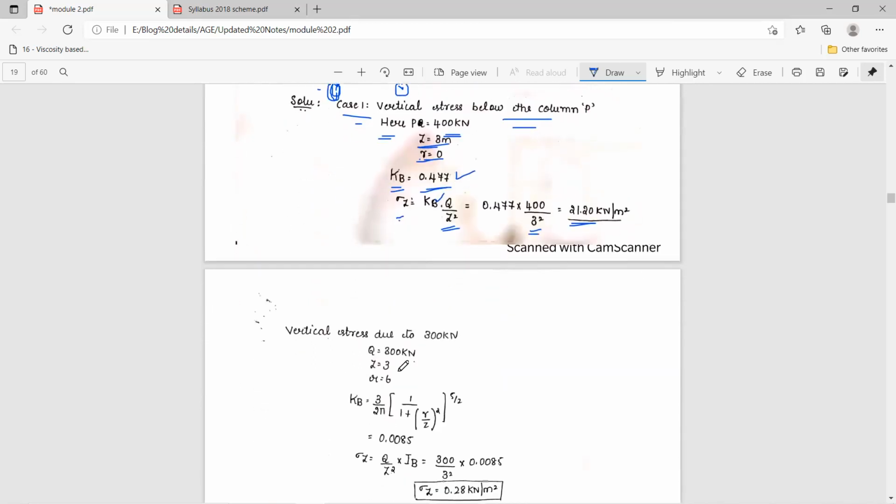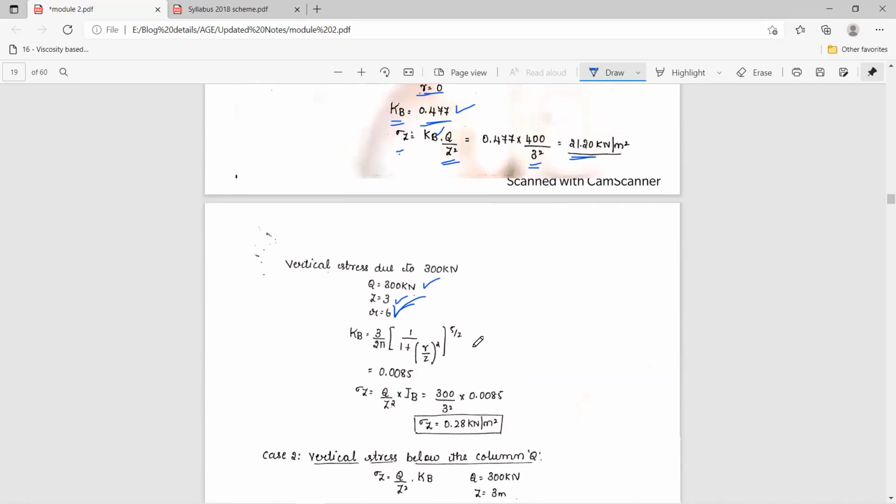Now for this 300 kilonewton, how much pressure is acting at this point, you need to calculate, by considering radial distance of 6. So Q is equal to 300 kilonewton, Z is equal to 3 and radial distance is 6. Again repeat the same procedure, calculate K suffix B, that will be equal to 0.0085, and calculate vertical stress at this point. So K suffix B into Q divided by Z square, substitute all the values, you know all the values. The value is 0.28 kilonewton per meter square.